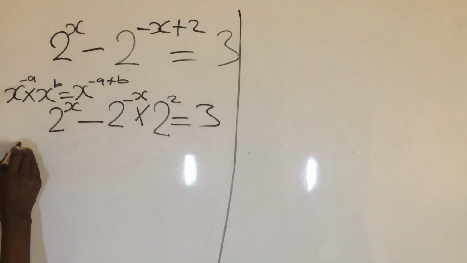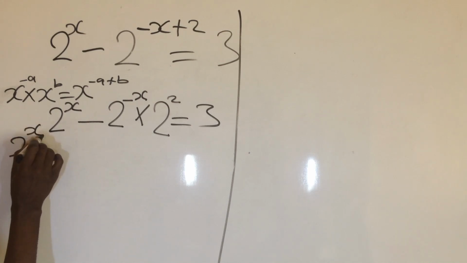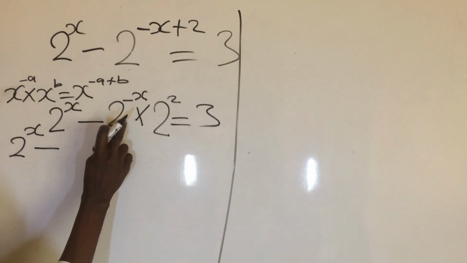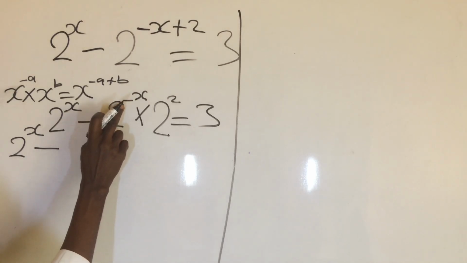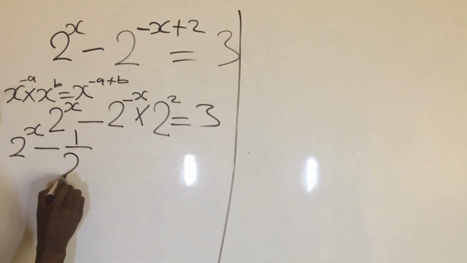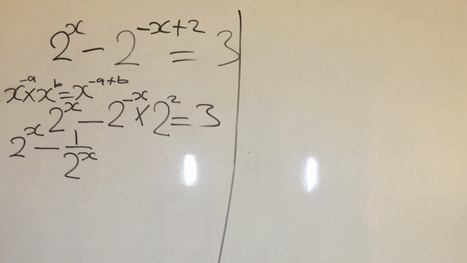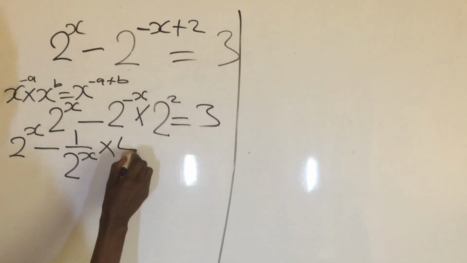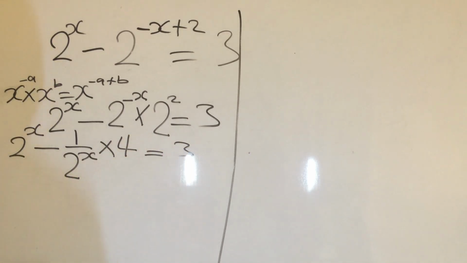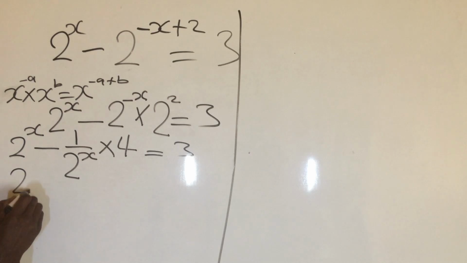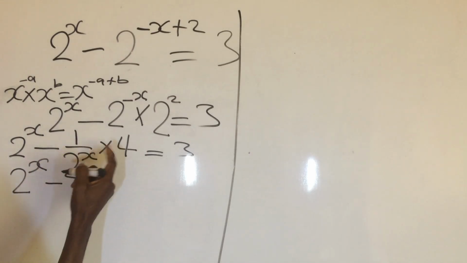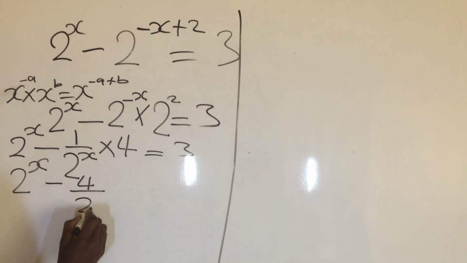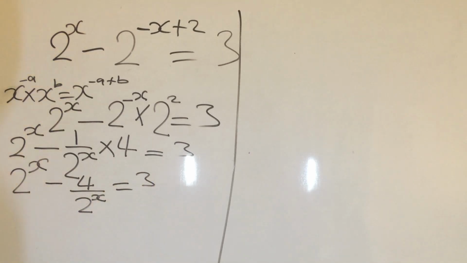Continuing, we have 2 raised to power x minus, in indices, 2 raised to power minus x means 1 all over 2 raised to power x. I have been treating this before, check other videos. Times 2 raised to power 2 means 2 times 2, which gives us 4, equals 3. We now have 2 raised to power x minus 1 times 4, which is 4 all over 2 raised to power x, equals 3.